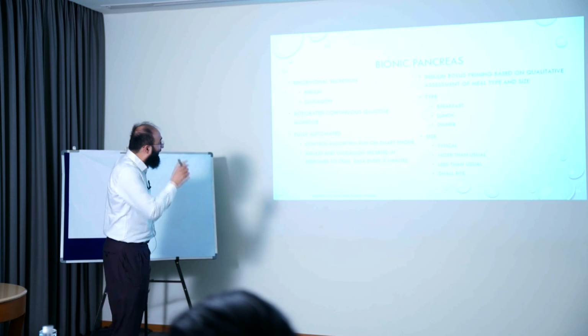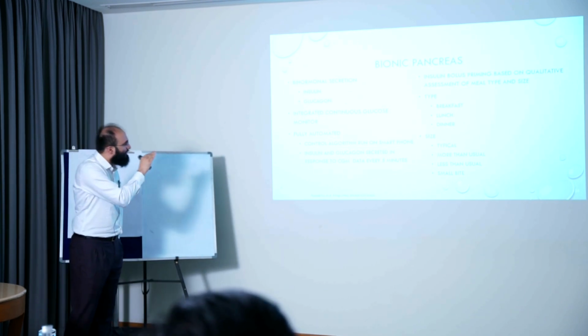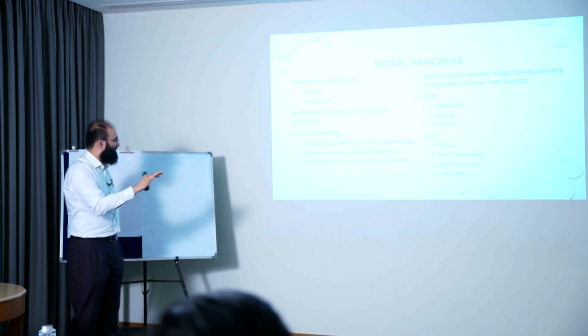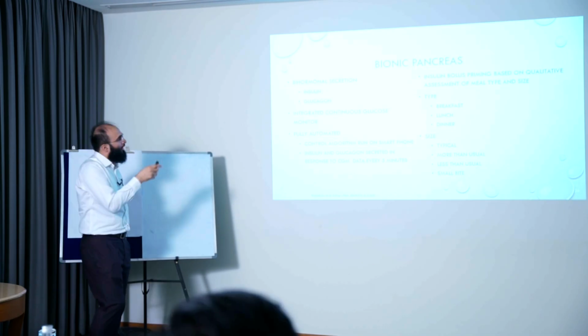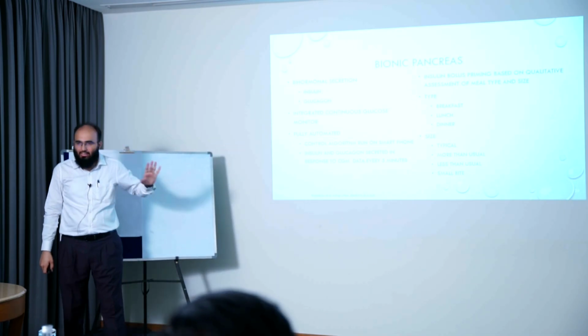Bionic pancreas: by hormonal secretion, insulin and glucagon, integrated continuous glucose monitor, fully automated, control algorithm run on smartphone, insulin and glucagon secretion in response to CGM data every 5 minutes. Insulin bolus priming based on bionic pancreas, definitely it helps in type 1.